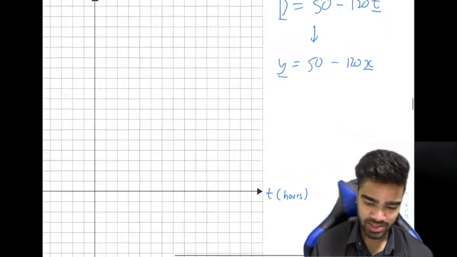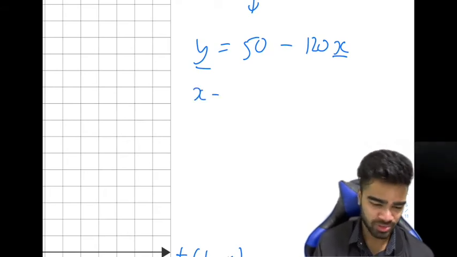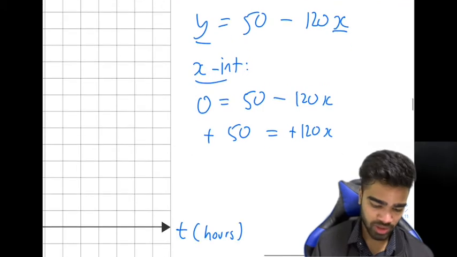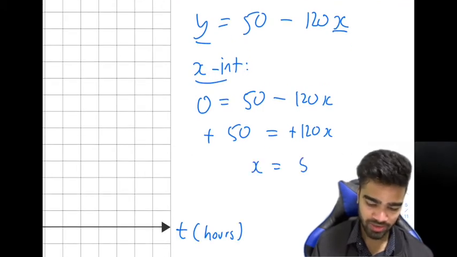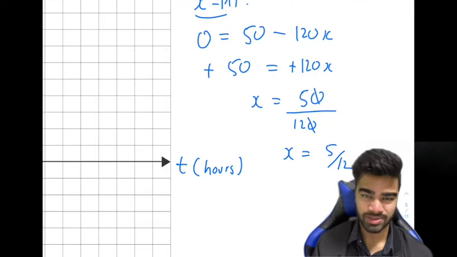All right, so let's sketch this graph. How do you sketch these graphs, guys? You find the x and y intercepts. We've done plenty of these questions, so I'll do it quickly. For the x intercept, you make the y value 0. So 0 is equal to 50 minus 120x. Take 50 to the other side. Negative 50 is equal to negative 120x. Make both positive. Then x is 50 over 120. If I cancel out the zeros, x is equal to 5 on 12 hours. Okay, 5 on 12 hours.